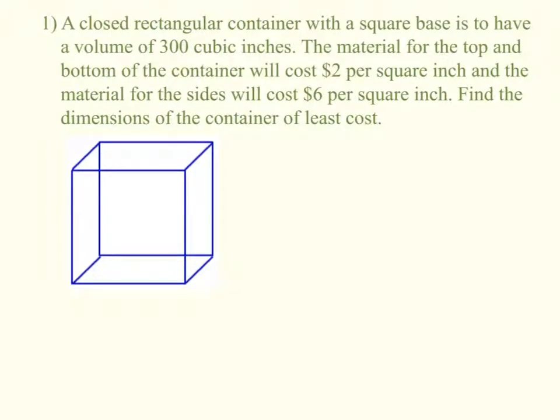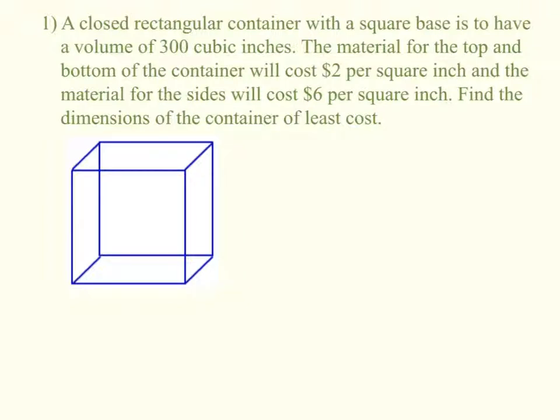Okay, so this first problem says a closed rectangular container with a square base is to have a volume of 300 cubic inches. The material for the top and the bottom of the container will cost $2 per square inch. The material for the sides will cost $6 per square inch. Find the dimensions of the container with the least cost.